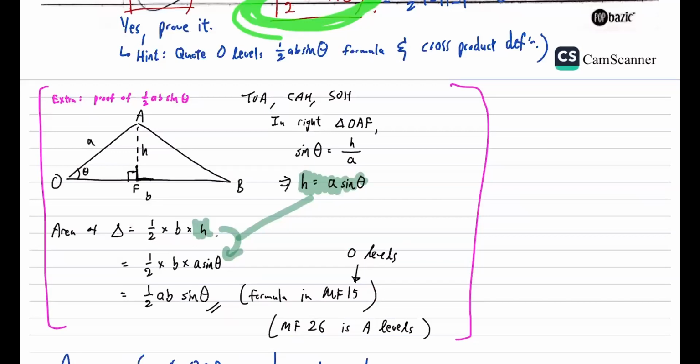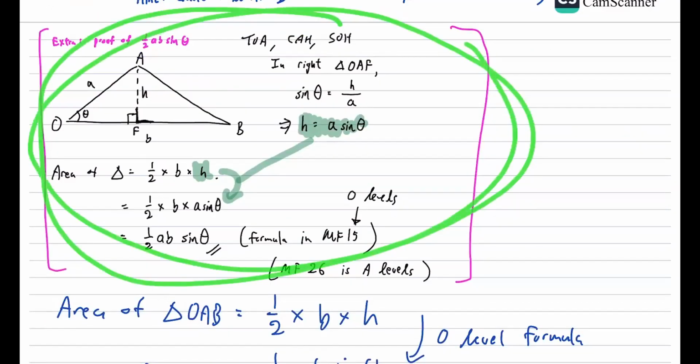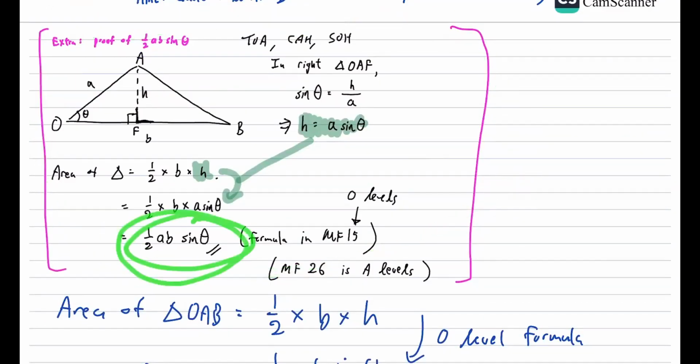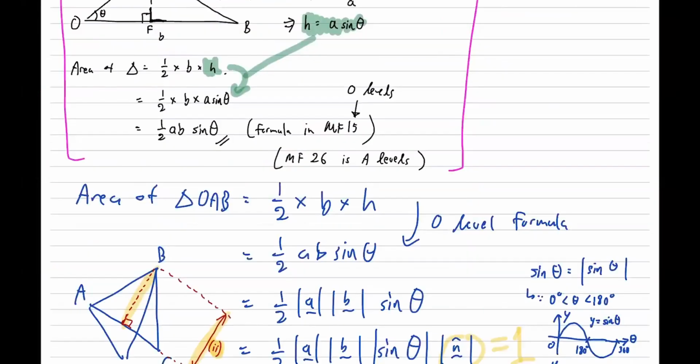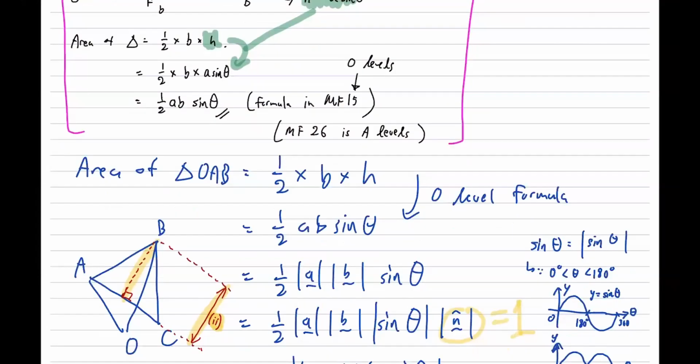I prove it to you over here, but that's very extra. You don't need to know the proof, but you just need to know the formula. It will not be in the formula list anymore. Must memorize: half AB sine theta. The sine rule and cosine rule also need to be memorized. Occasionally you need to use them, and here's one example of an occasional use of it.